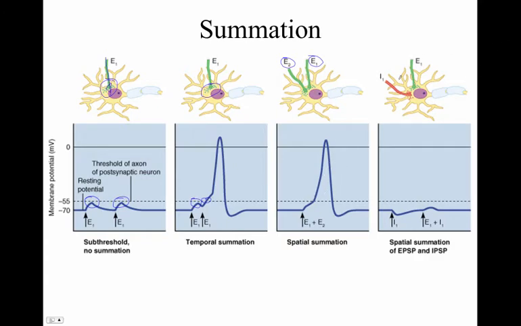And then we also could have excitation and inhibition happening at the same time, where we inhibit, we hyperpolarize, and then we excite, but it's not enough to reach threshold. So just a couple of different looks at how we can have a summation of these inputs into a neuron to either fire an action potential or not.